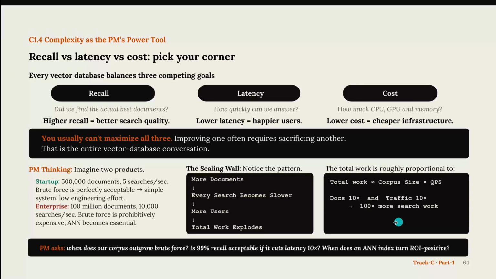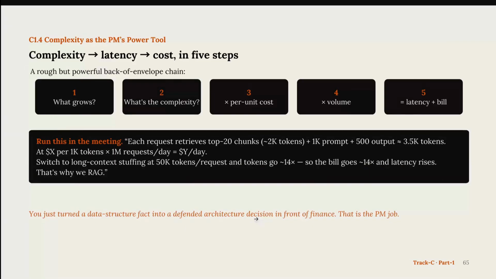And that brings us to the most important topic of this whole session. If there was one slide that I want you to always remember from this session, it is this one. If we had to talk about complexity, latency, and cost, this is how I would arrange it. We need to look at what grows in the system, at what complexity it is growing, what is the per unit cost of that growth, by what volumes it is growing, and finally the latency and the bill that we have to incur.